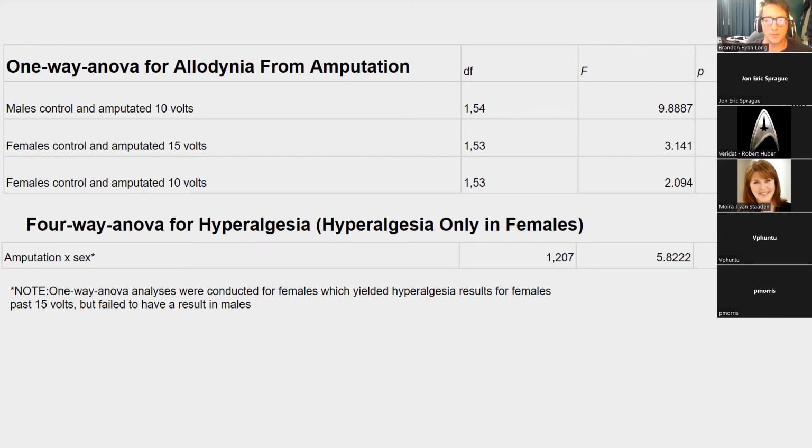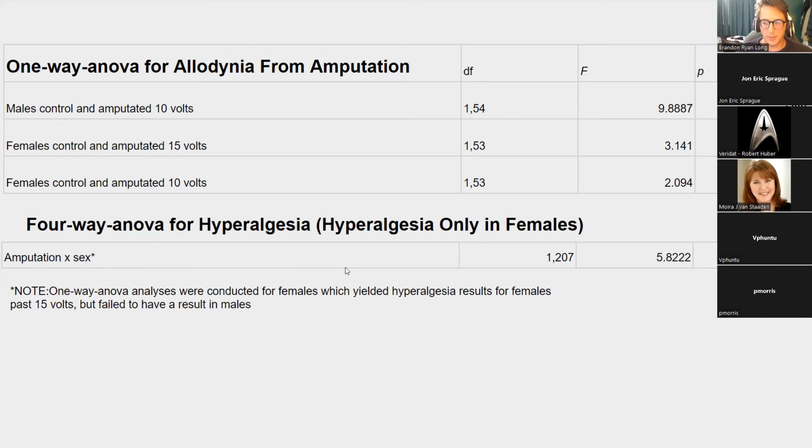And we found some significance for male amputated flies when we compared them to control flies. There seemed to be a side preference that sets on earlier than in the control flies. And we didn't really see anything for the females with the one-way analysis, but there is an effect that's linked to sex we found on the four-way analysis.